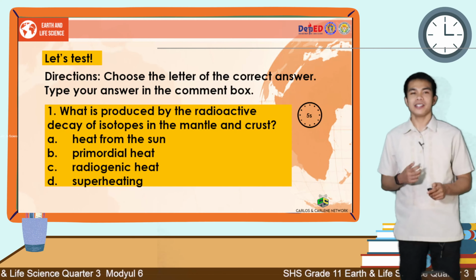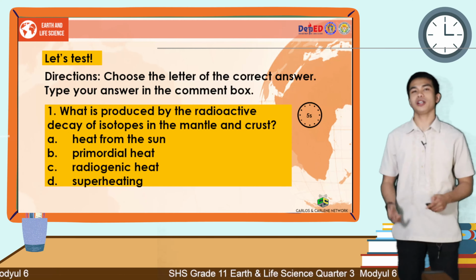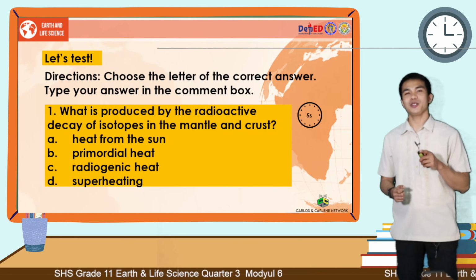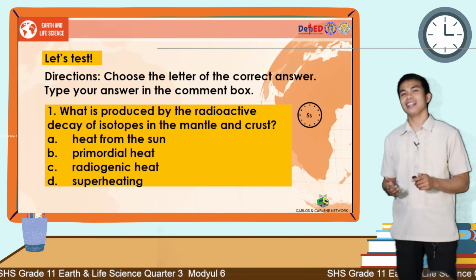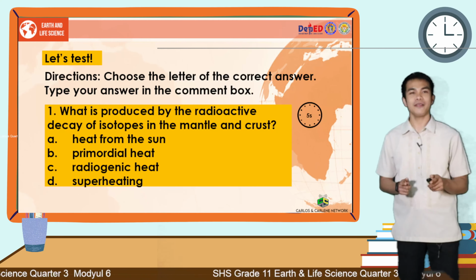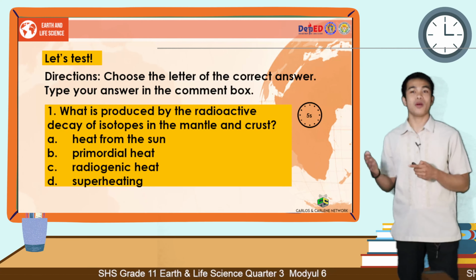Now, let's test your understanding of the lesson through a short quiz. So what are we going to do? What are you going to do? Rather, you are going to choose the letter of the correct answer and type your answer in the comment box. Okay, you have 5 seconds to think of your answer. I'm going to read the question once.